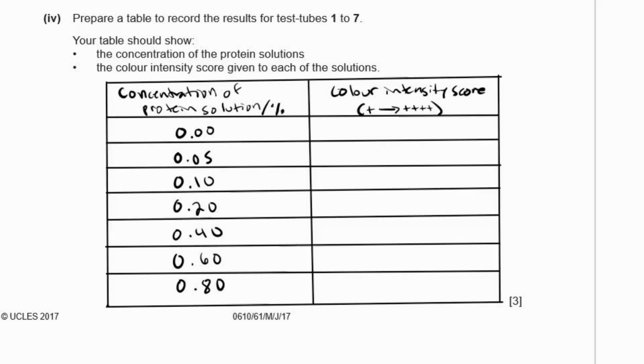Okay, so remember, when you draw in cells, you have to make sure that all the lines are drawn with a ruler. Okay, so the color intensity score at 0 was very pale, and then it went to 2 pluses, 2 pluses, then we had 3 pluses. We're just writing down what we put in above. 3 pluses, then we had 4, and then we had 4. Okay, good.